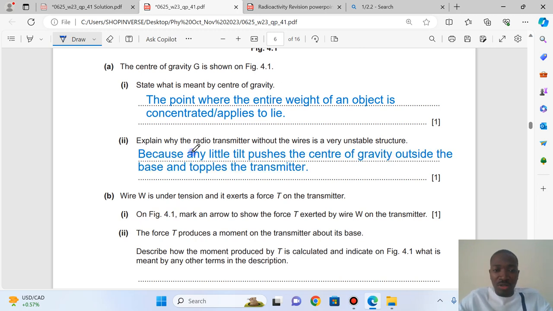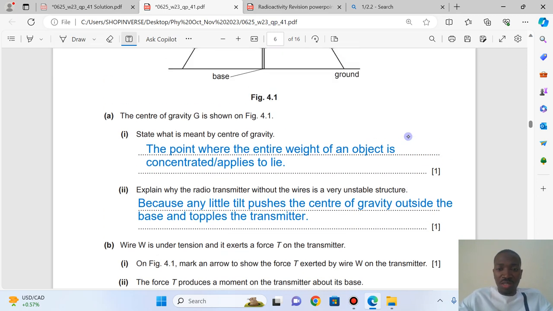Any little tilt pushes the center of gravity outside the base and topples the transmitter. So any little tilt will make it topple. That's why we have that.